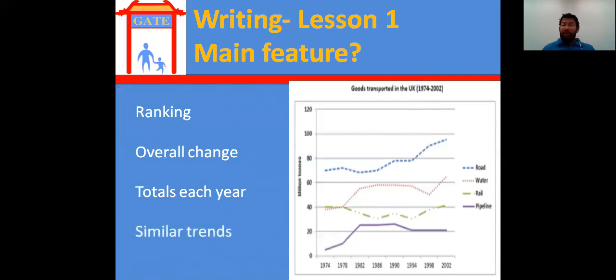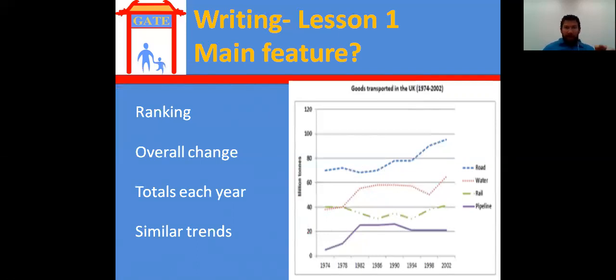Then we might look for similar trends. So once we've reported these things, which look at the overall numbers, we might look at the fact that these two, water and rail, kind of started the same, then did the opposite thing, but then started to both increase here. You might mention that at the beginning, all of them kind of showed a fairly similar trend, maybe stuff like that. That doesn't work perfectly with this graph, but in many other graphs it does. Okay, so they're the kind of things you would be looking at there.